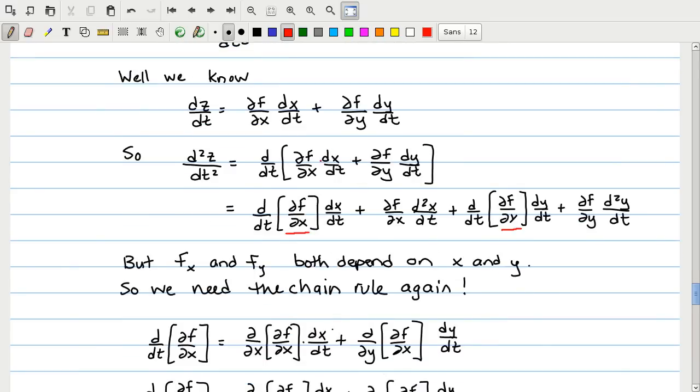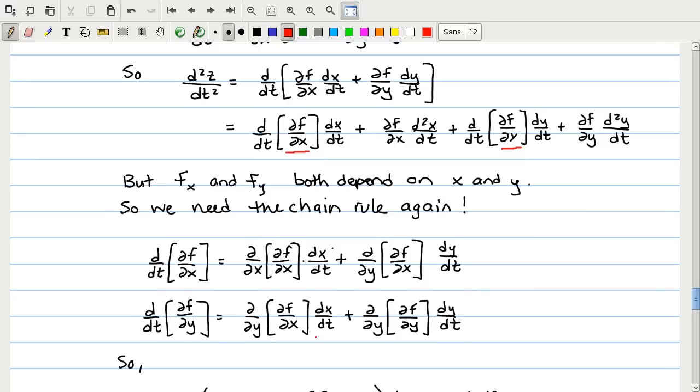So this is just one piece that we're now calculating. The derivative with respect to t of df/dx is the x derivative of df/dx times the t derivative of x, plus the y derivative of df/dx times the t derivative of y. The time derivative of df/dy is the x derivative of df/dy times dx/dt, plus the y derivative of df/dy times dy/dt. I made a mistake earlier.